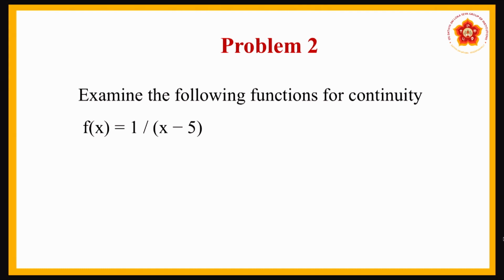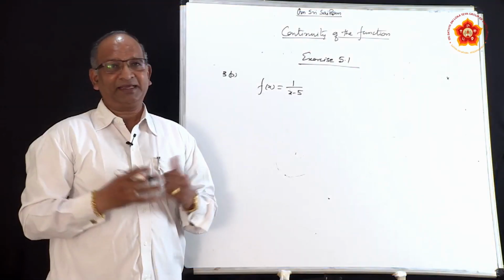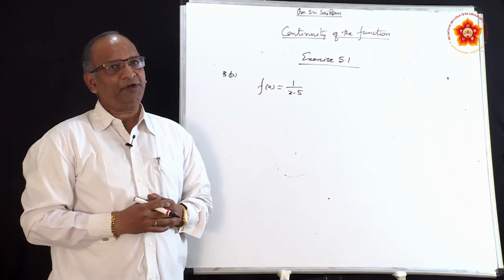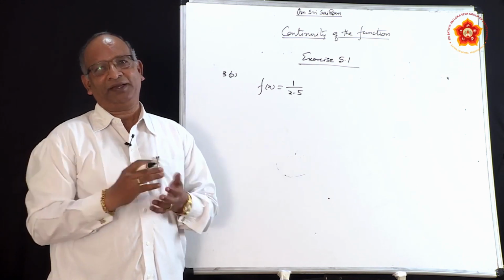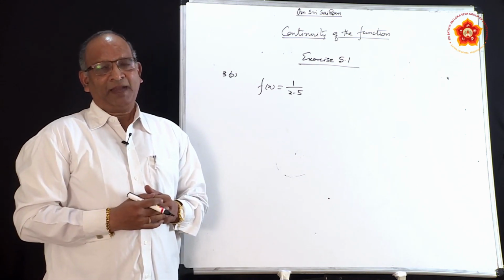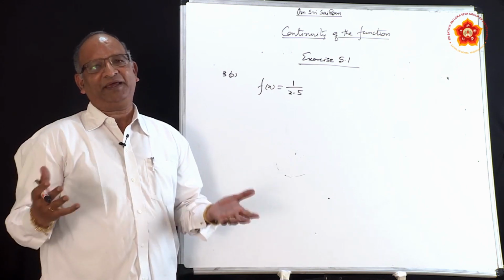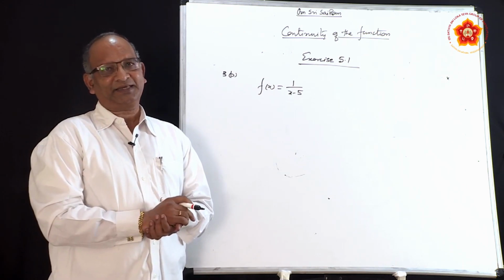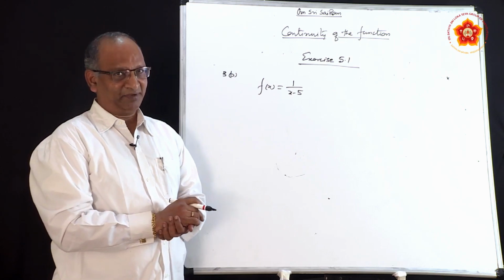This happens to be the third problem, B bit in the textbook. He says f(x) is equal to 1 upon x minus 5. What is the question? He is asking, examine whether this function is continuous. He has not given any interval. He has not given any value. So how do you test? You can test at any point, any real number. And even without testing, with the help of a statement, you can say it is continuous. How is it continuous?